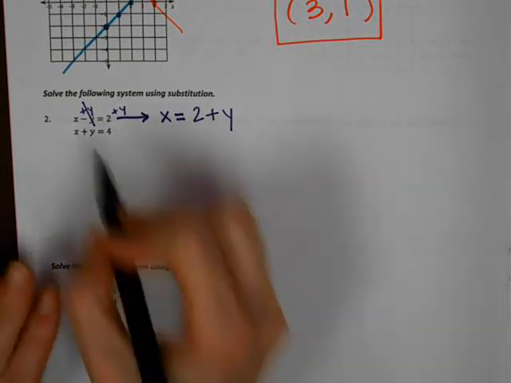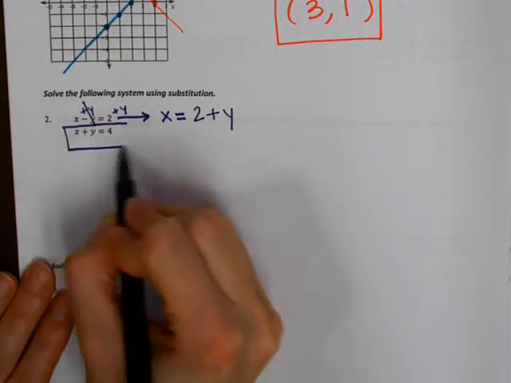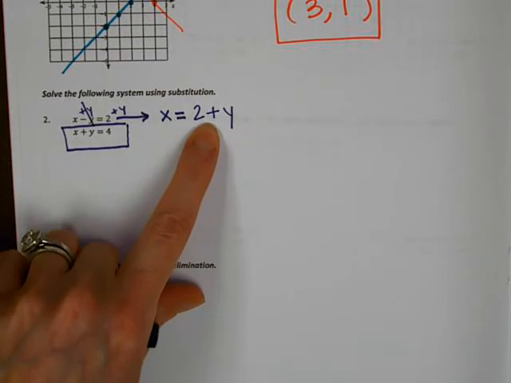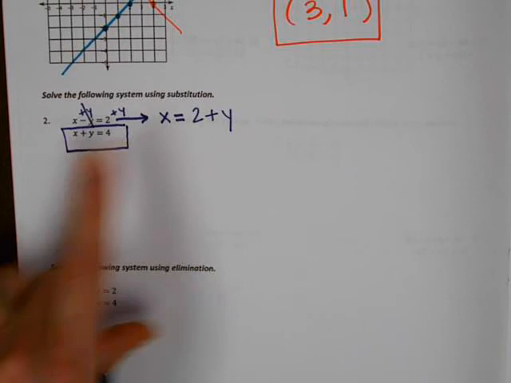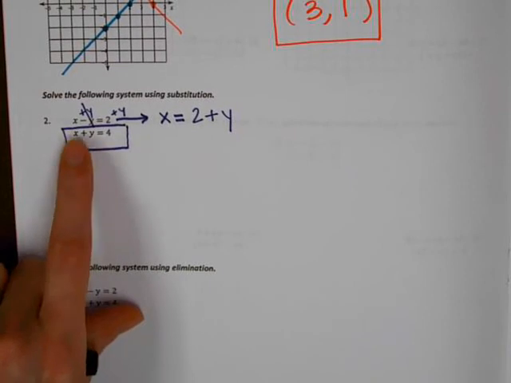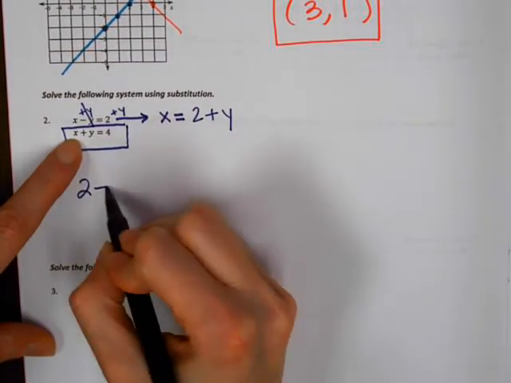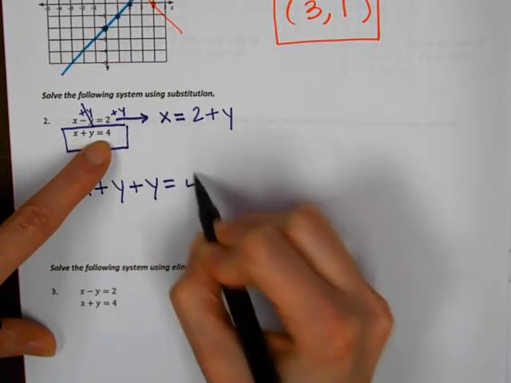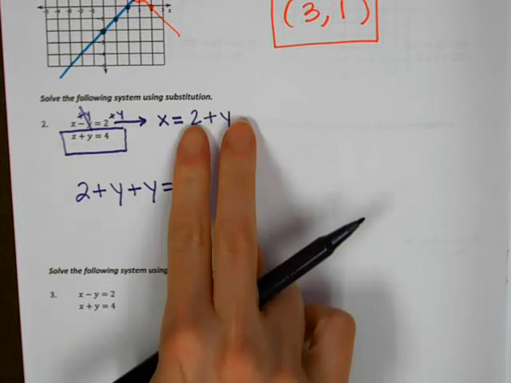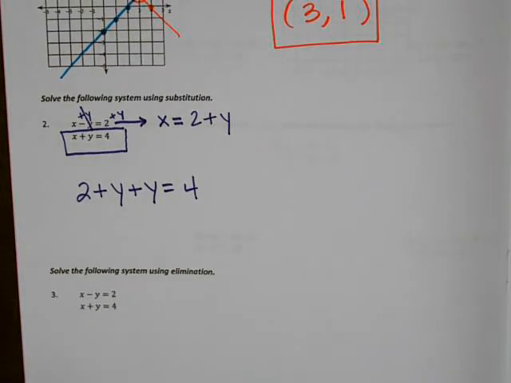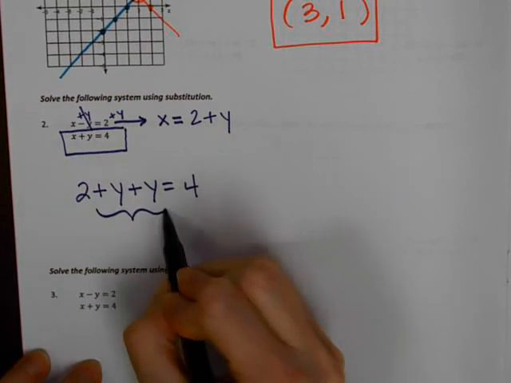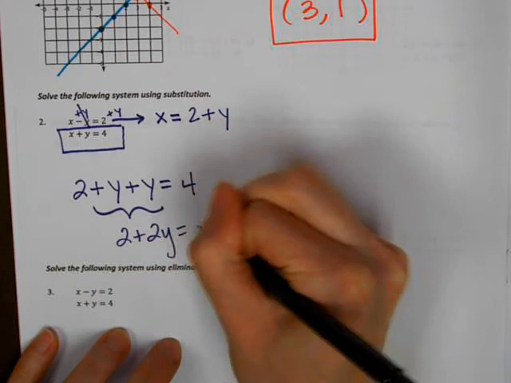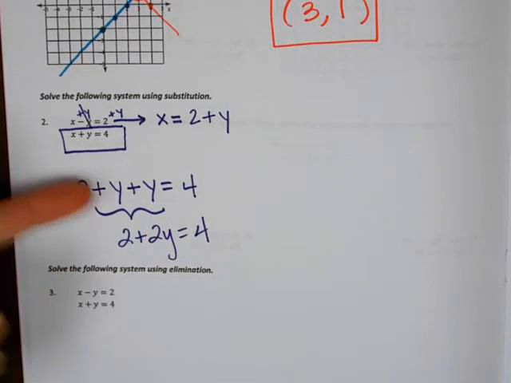So then that means in the other equation, wherever I see an x, I'm going to replace it with 2 plus y. Okay, so let's rewrite this problem, but instead of writing x, I'm going to write 2 plus y, plus this y equals 4. Okay, so we made a substitution. And then just solve. 1y plus 1y, if you add like terms, is 2y. So now we have 2 plus 2y equals 4.